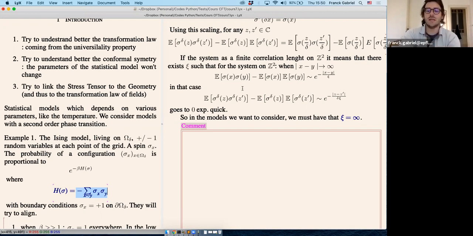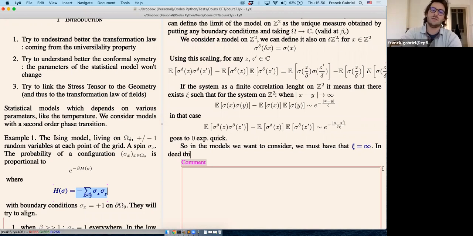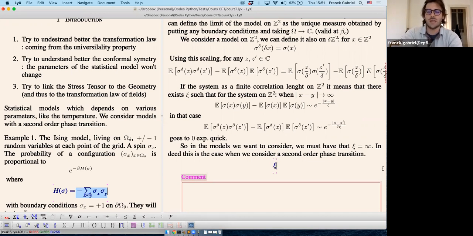Okay. And indeed, this is the case when we consider a second order phase transition. Typically, I told you that if you look at the correlation length for the Ising model, it's even more general, I think. It will explode, and it will explode like, let me take again the formulas, like beta minus beta critical to the power minus 1.